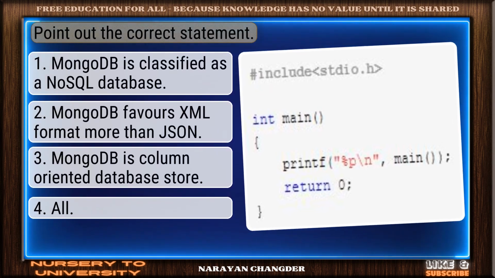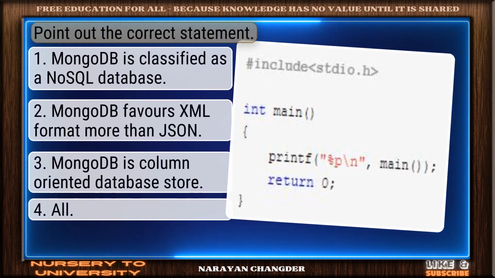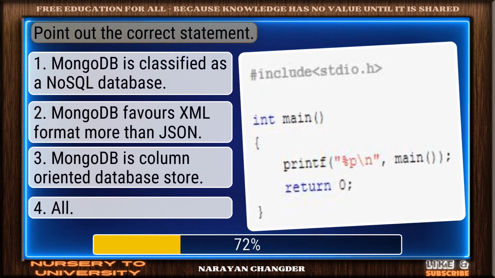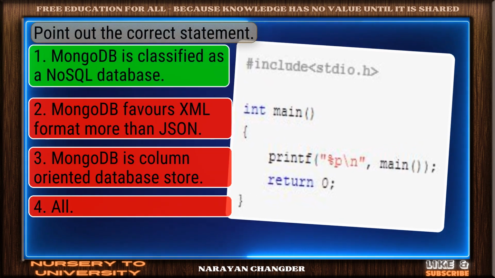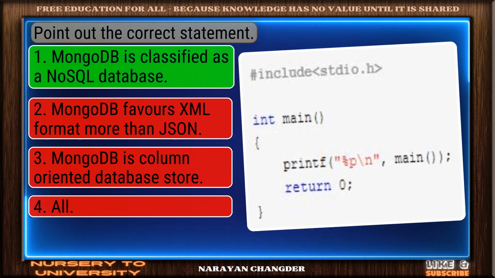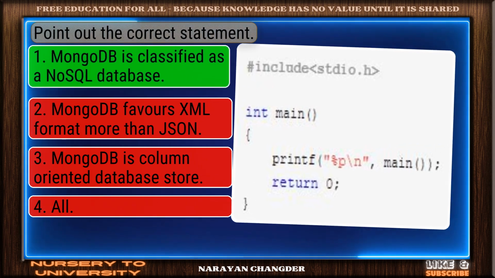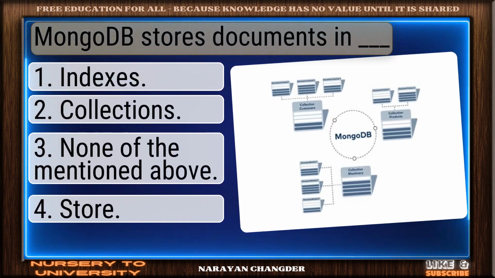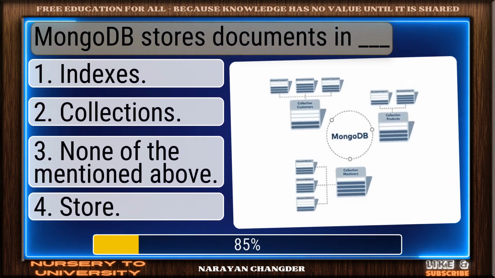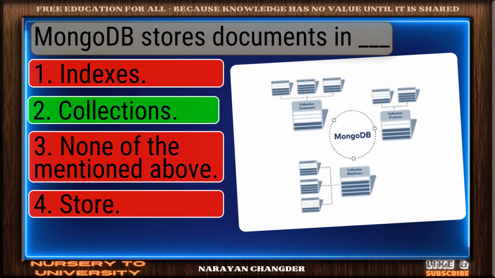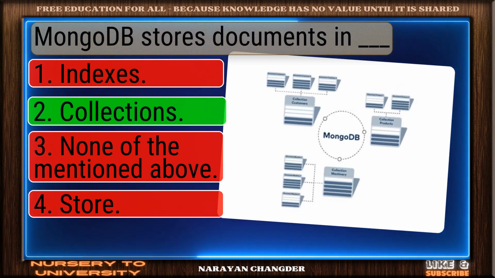Question number 61. Point out the correct statement. Excellent. MongoDB is classified as a NoSQL database is a brilliant choice. Question number 62. MongoDB stores documents in dash. Right choice. Collections is the best answer.